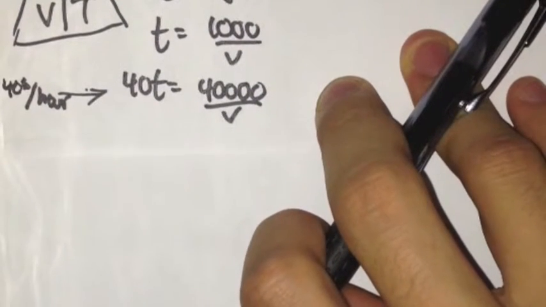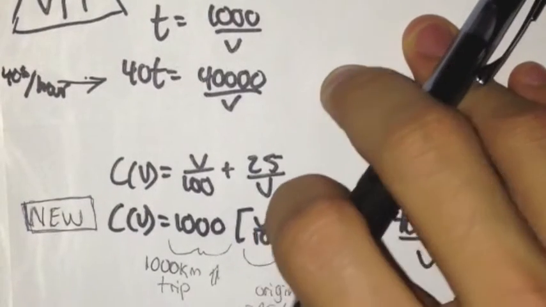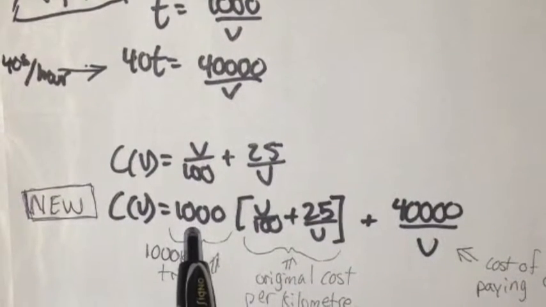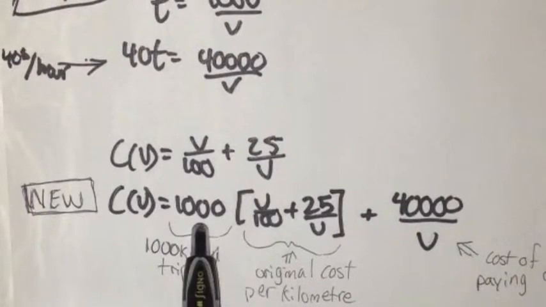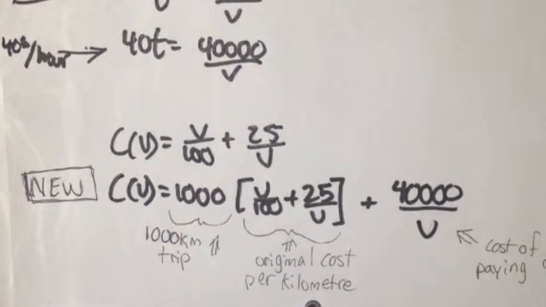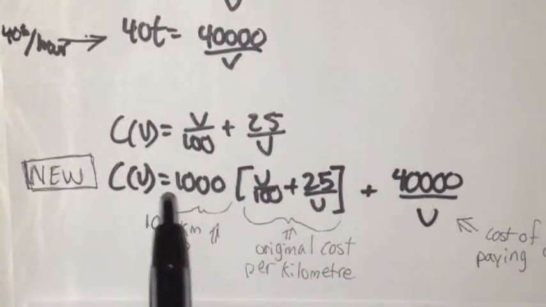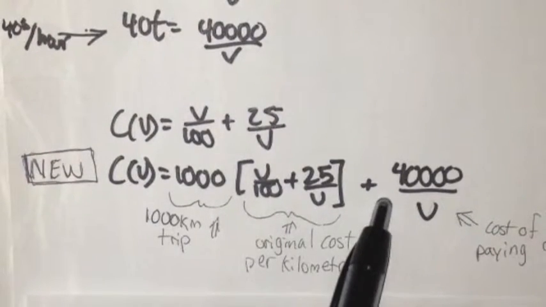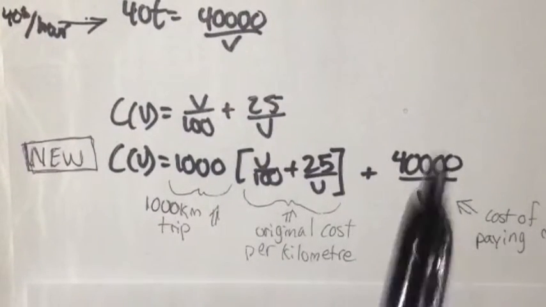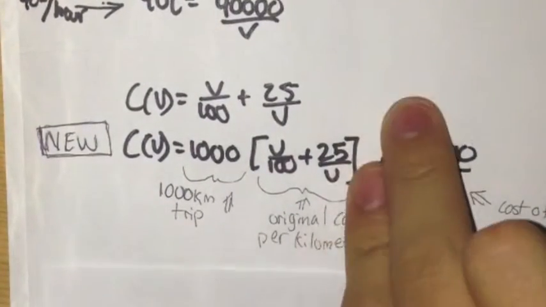So what we're going to do is add this to our old cost equation, but what we have to do to the old cost equation is also multiply it by 1,000, because multiplying it by 1,000 represents the 1,000 kilometer trip. Our old equation was only the original cost per kilometer, so now that we know our distance, we can multiply that by our cost. And we have to add this new equation we found up here, the cost of paying the driver. We have to add that in as well because it said including wages.